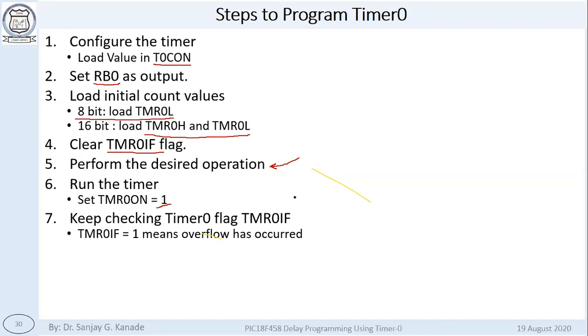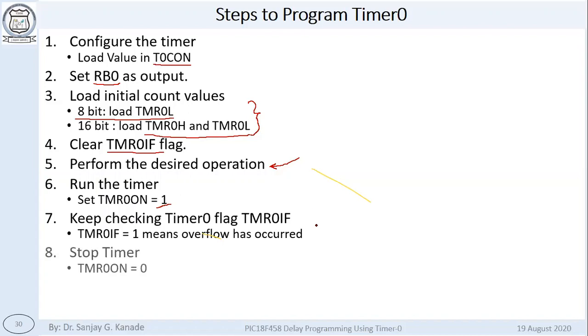We keep checking, and when it becomes 1, it means that timer 0 has overflown. That means the number of pulses that we calculated and told the timer to measure in step 3 have been completed when this overflow happens. So based on that, we become sure that the delay is complete. The amount of delay that we have calculated has now completed.